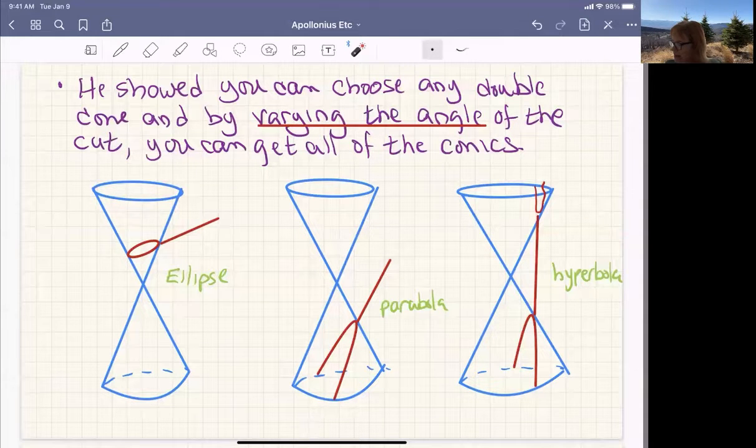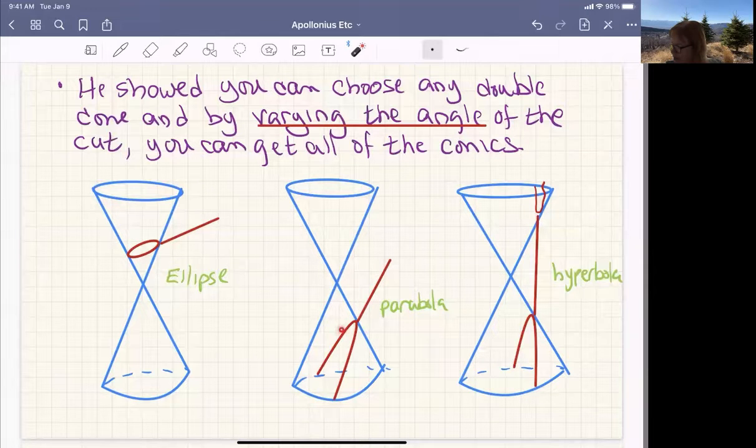Now this cut here is actually parallel to this line here. So these two lines are parallel. And if you do that, you're going to get a parabola. Finally, here's a cut that's going to be a little bit more vertical, and it's going to cut through both the top and the bottom of the cone.